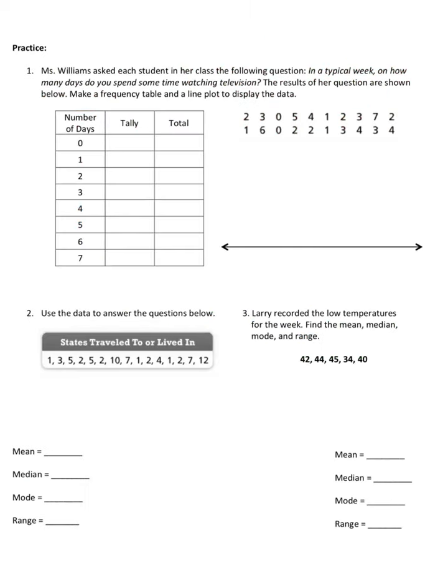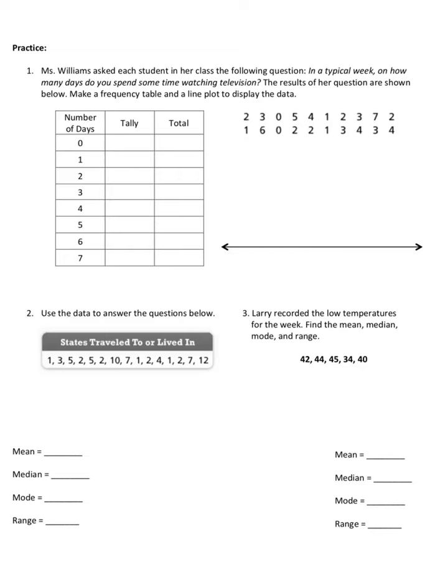All right, so on this page, you are going to practice on your own. The first thing you're going to do: Ms. Williams asked each student in her class the following question: in a typical week, on how many days do you spend some time watching television? The results of her question are shown below. Make a frequency table and a line plot to display the data. Notice the frequency table is somewhat filled in for you, and you're given a set of numbers and a number line. So you just need to put the numbers on the number line.